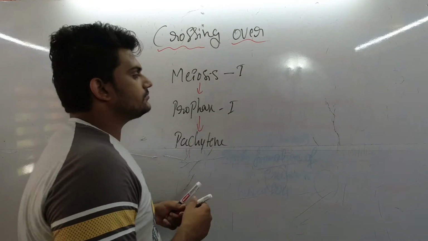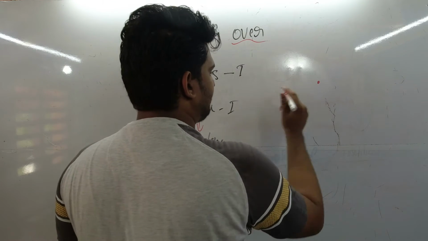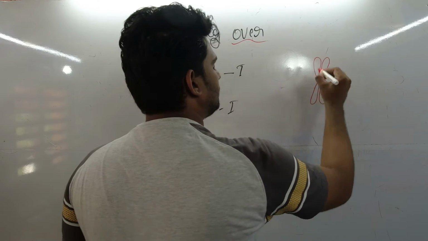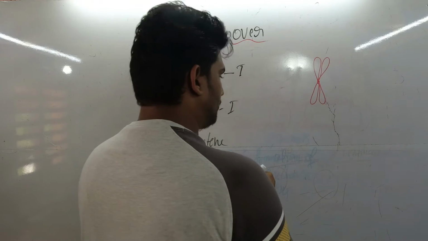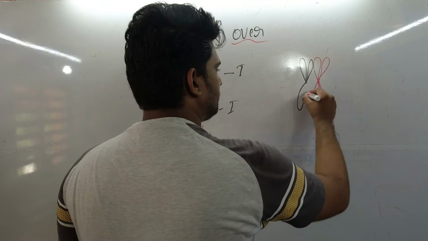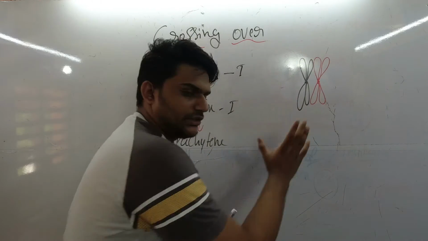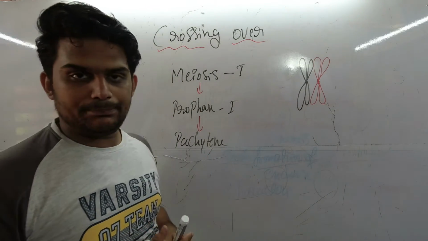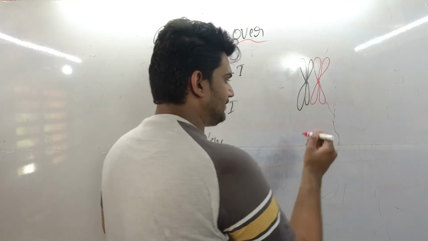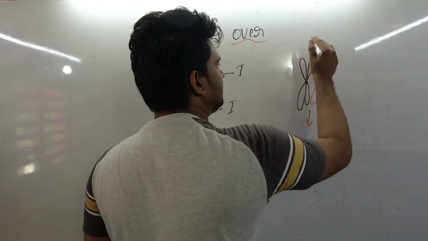I'll just draw the homologous chromosomes first. They will be 2. This is one chromosome and this is another chromosome, and this is the centromere. These are the 2 homologous chromosomes. What is going to happen? They come together in the pachytene stage. When they come together, these 2 are the non-sister chromatids.